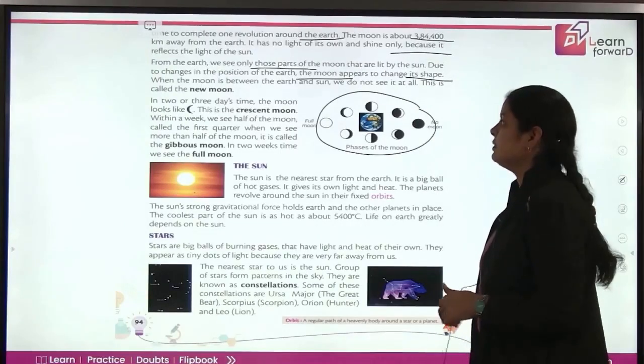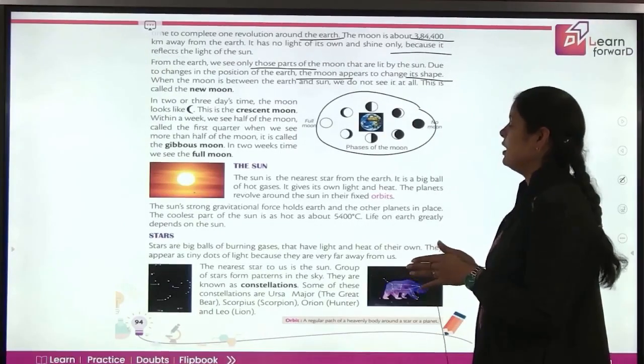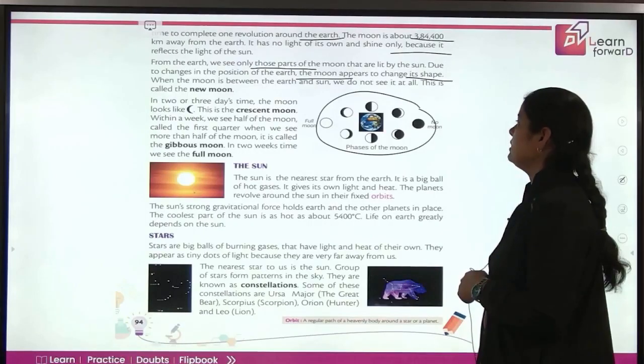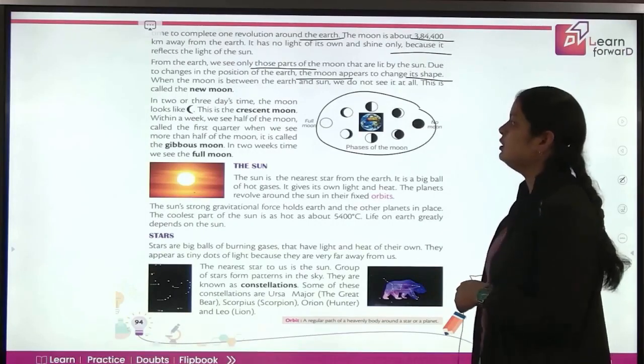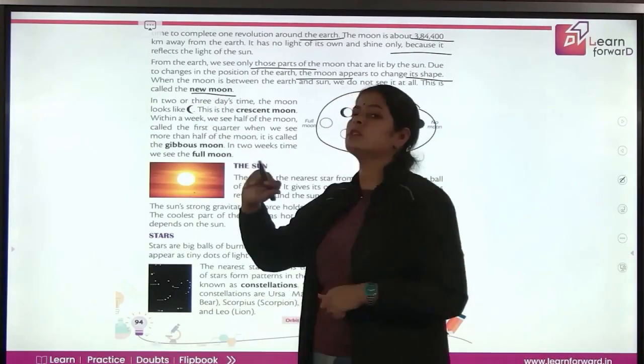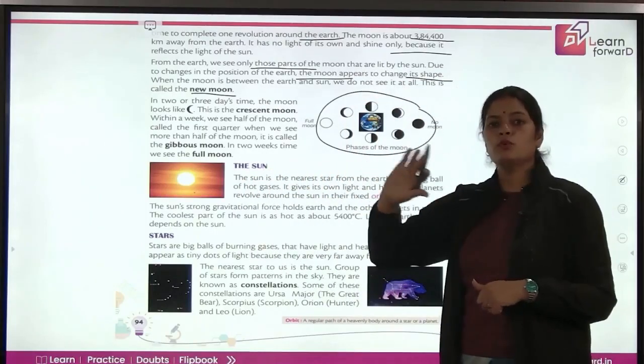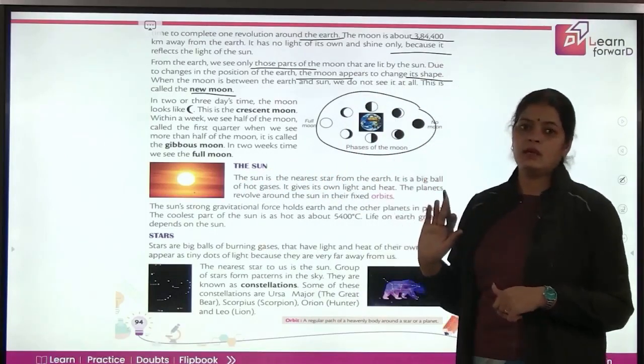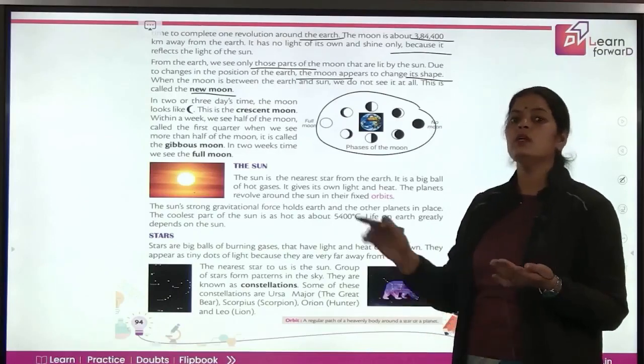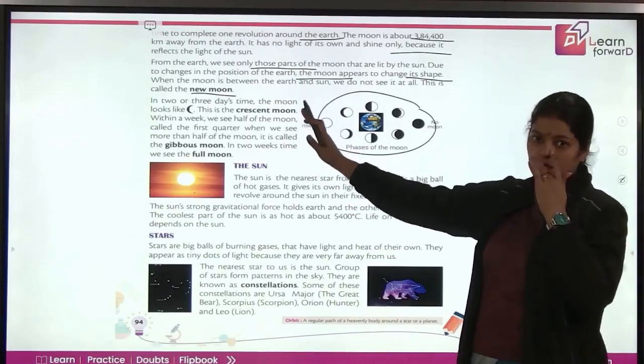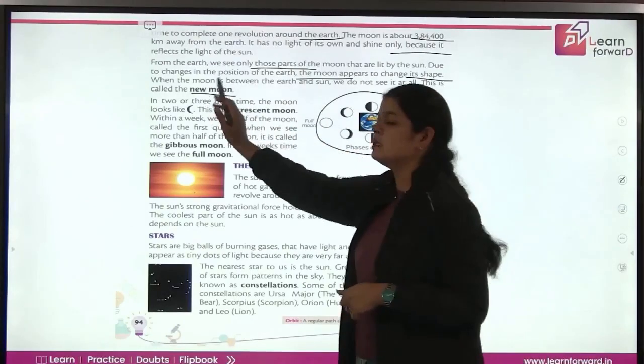When the moon is between the sun and the earth, we do not see it at all. This is called the new moon. So what is this new moon? New moon is a time when no moon is seen in the sky. It means from the next day a new moon will start appearing. So that time is called new moon.